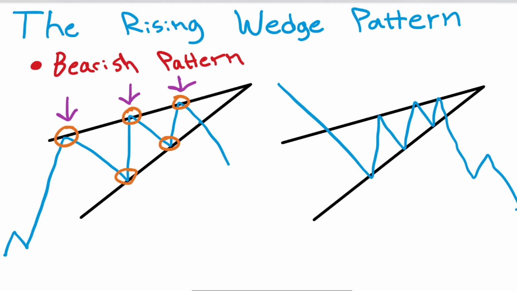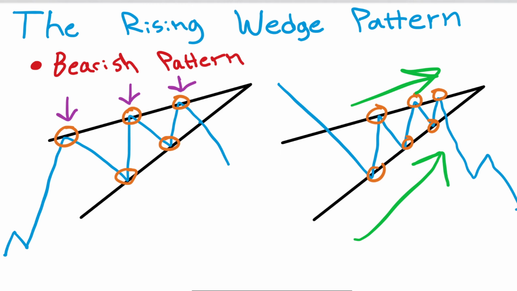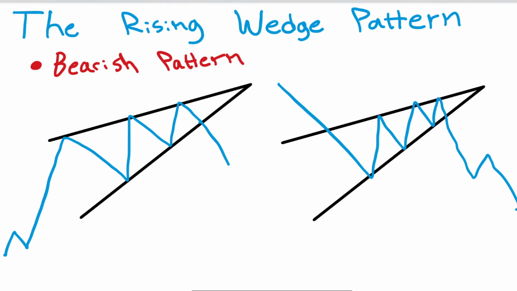You can see the same principle appears when we see it in a downtrend. We're printing consecutive higher highs and higher lows. But the slope of the resistance line is not as steep as the slope of the support line.